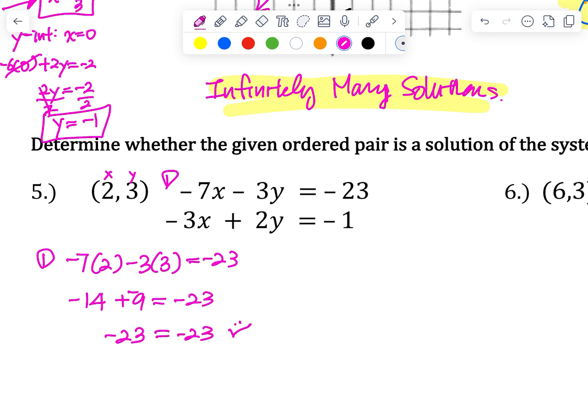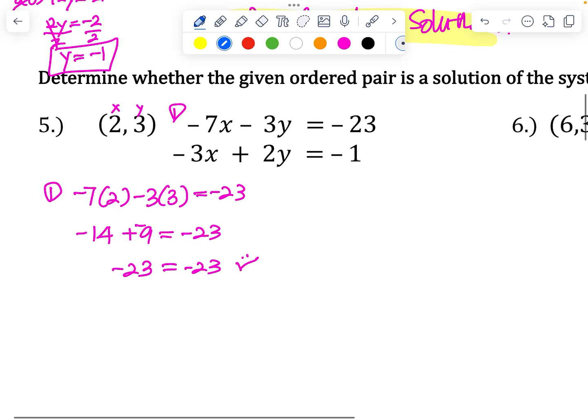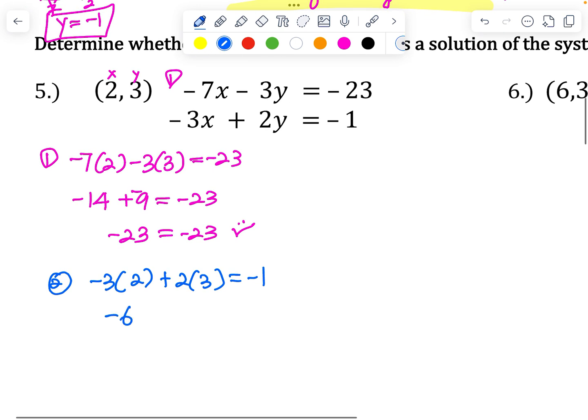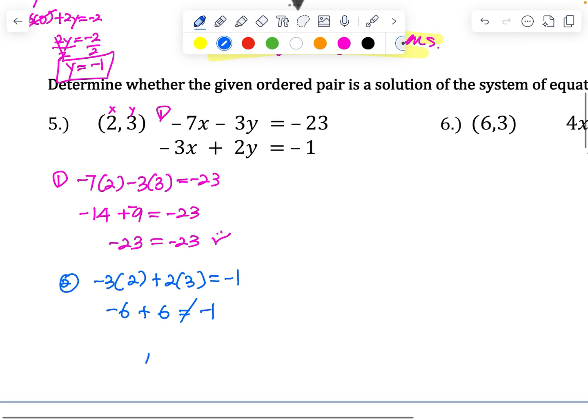Happy check. Let me do the second one now. I've got -3 times x, which is 2, plus 2 times y, which is 3, equals -1. It's -6 plus 6 equals -1, which is not true. This should equal 0. So this is no, not a solution. I should say not a happy check.